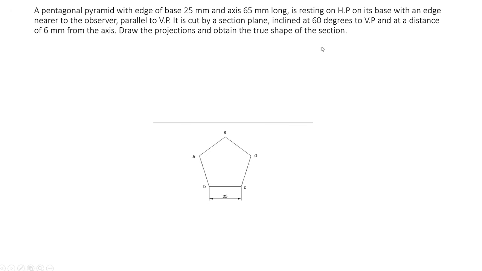Now, since it's a pentagonal pyramid, draw a reference line, and draw a pentagon in such a way that one base edge is nearer to the observer. That means it is away from the VP. So draw a pentagon of 25 mm base edge with one base edge parallel to VP and away from it, nearer to the observer. Name that pentagon A, B, C, D, E. Do the dimension.